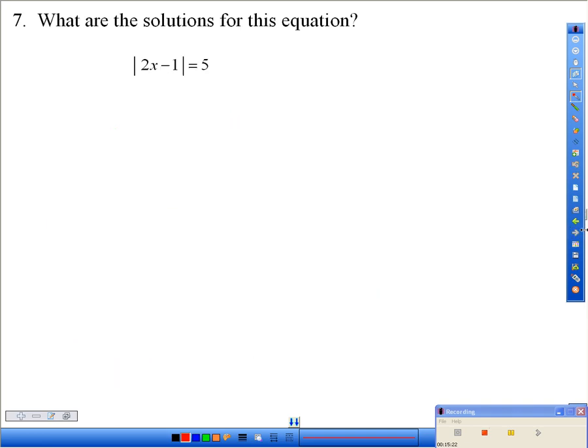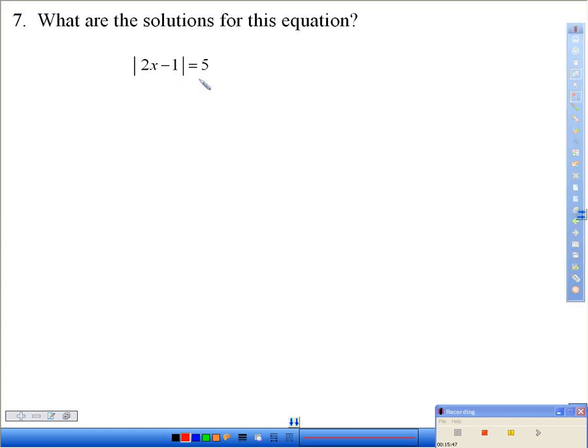And then number 7 looks like this. What are the solutions for this equation? Well, this is one of those absolute value equations where the first step we said we always need to take is to isolate the part inside the absolute value bars. That means if there's anything on the outside such as a 2 that's being multiplied, then we would need to divide by 2 to get rid of that 2. But in this case, on number 7, the part inside the absolute value bars is already isolated.